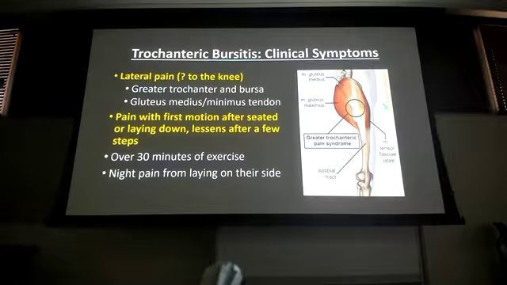And then also with overuse. You guys know that overuse is something where, for example, in this case, we're talking about greater than 30 minutes of exercise. Because are they constantly snapping that IT band potentially over the trochanter?